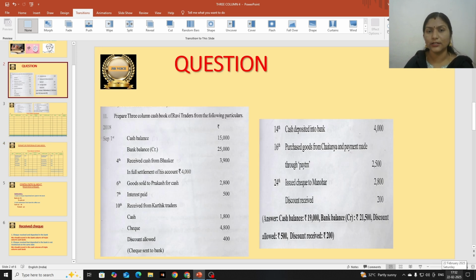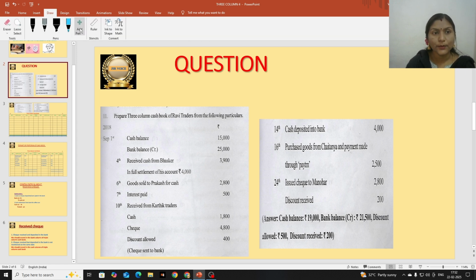This is our question here. Prepare 3-column cash book of Ravi traders from the following particulars. They have given some particulars here, and we are going to prepare 3-column cash book for that. September 1st, 2018. Check the date. On September 1st, 2018, what happened?